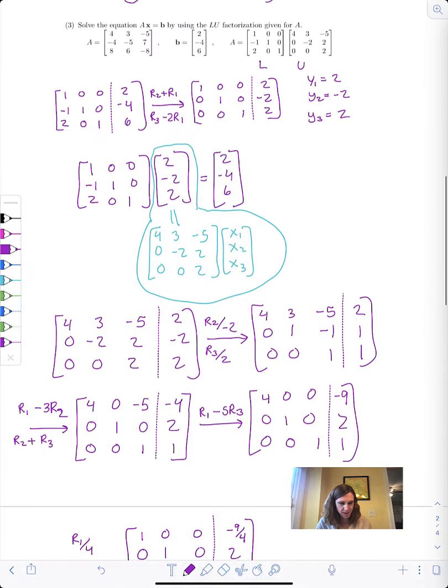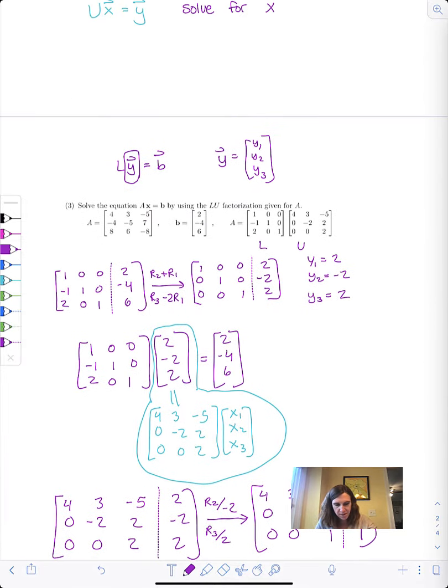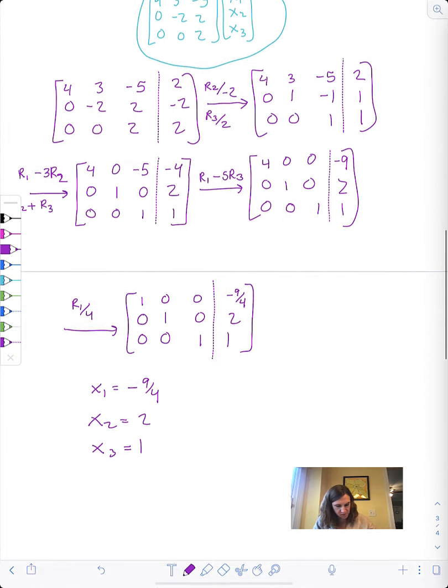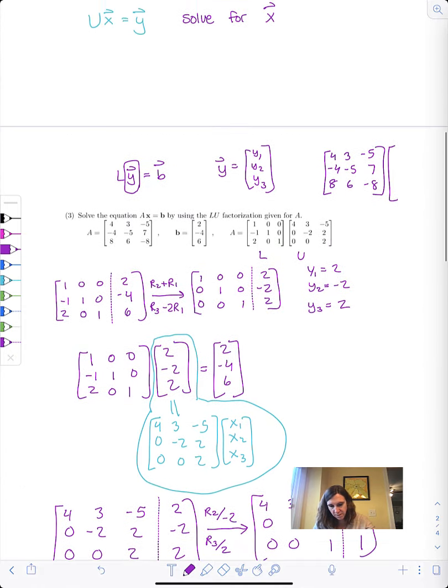And so to pull that back to our original situation, that's telling us that if we multiply this matrix A, and you can check your answer by doing this, times what we got, which was negative 9/4, 2, 1, then we should get back our B, which is 2, negative 4, and 6. And it does appear that I made some sort of error.